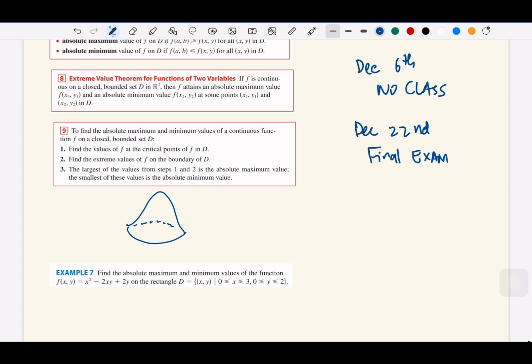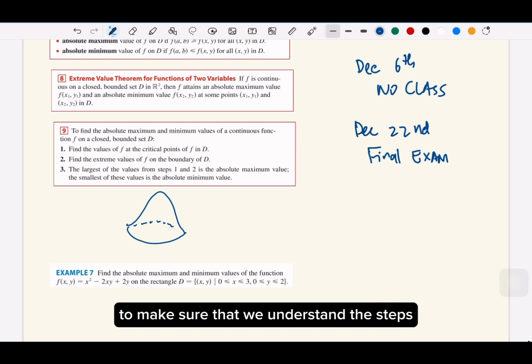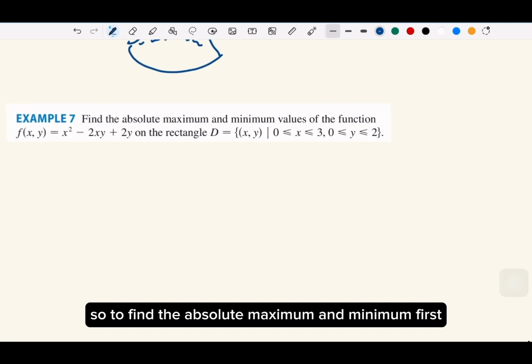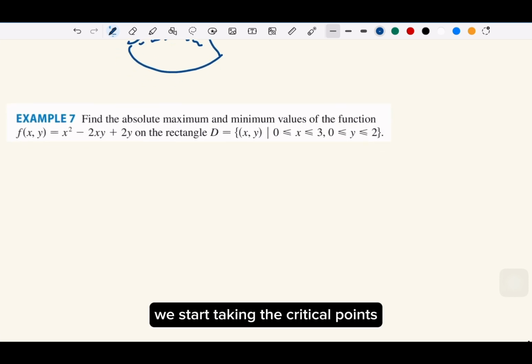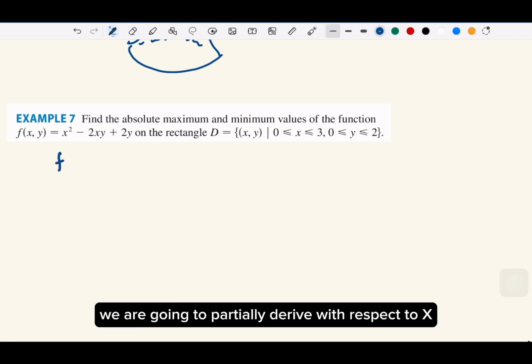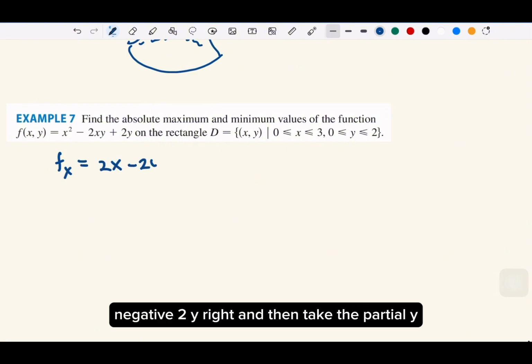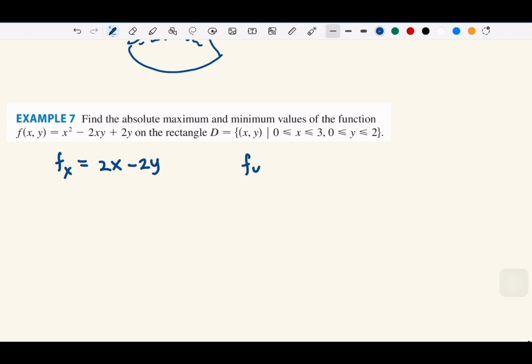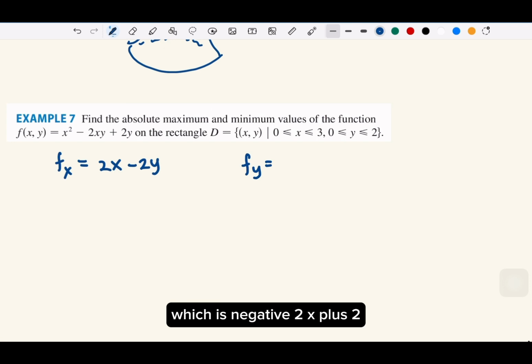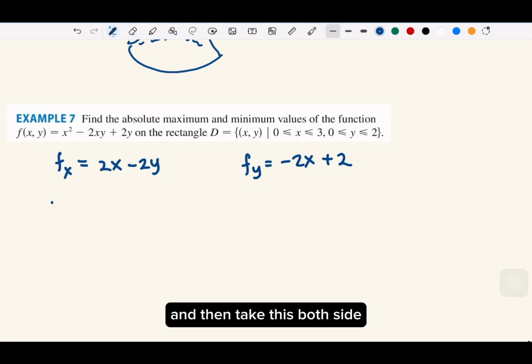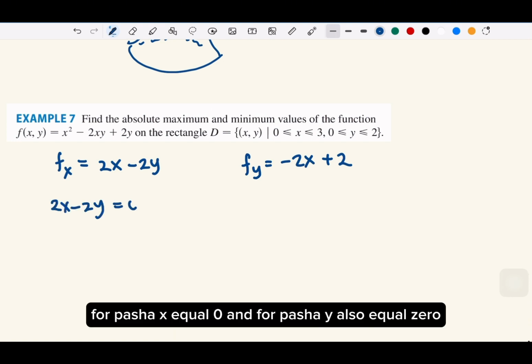Maybe we could try this one, just to make sure that we understand the steps. To find the absolute maximum and minimum, first we start by taking the critical points. How to take critical points? We take the partial derivative with respect to x. So this is 2x minus 2y, right? And then take the partial derivative with respect to y, which is negative 2x plus 2. Then set both sides equal to 0, partial x equals 0 and partial y also equals 0.